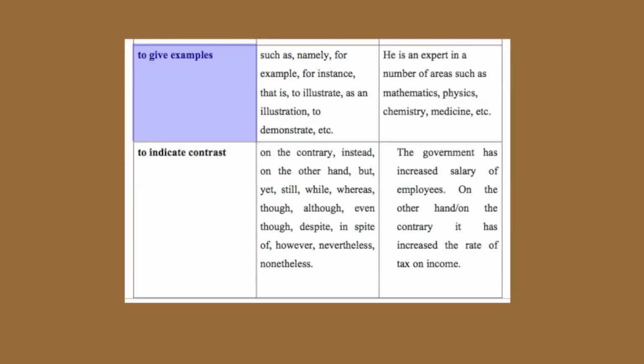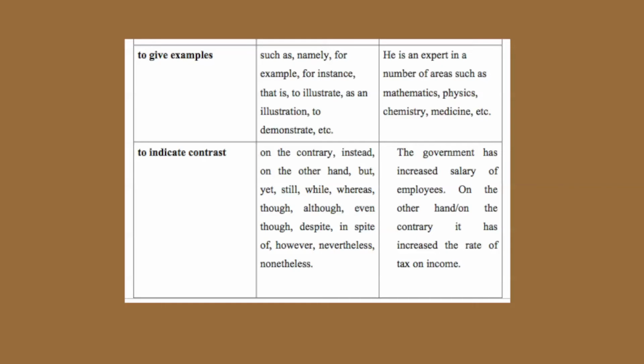Sentence connectors are also used to give examples, such as namely, for example, for instance, that is, to illustrate, as an illustration, to demonstrate, etc. He is an expert in a number of areas such as mathematics, physics, chemistry, medicine, etc. Such as, these words are used here to give examples. So, these words such as are working as connectors in the sentence.